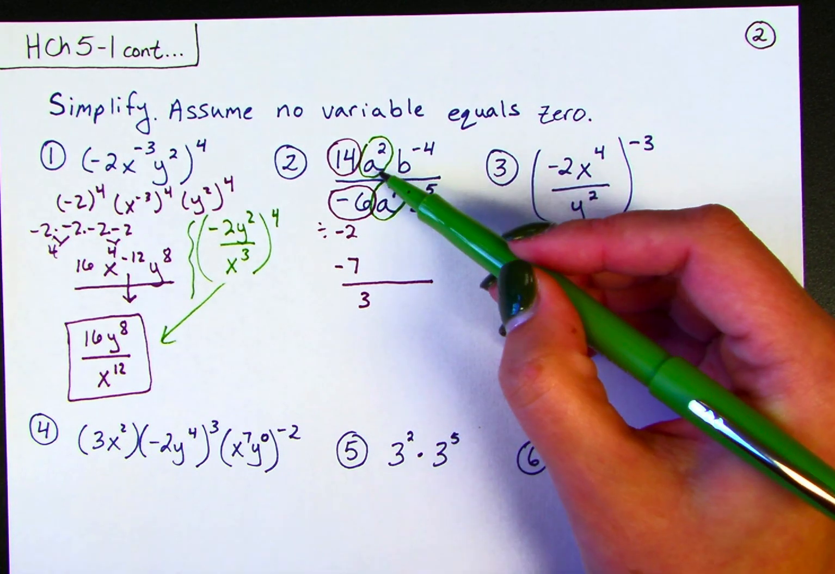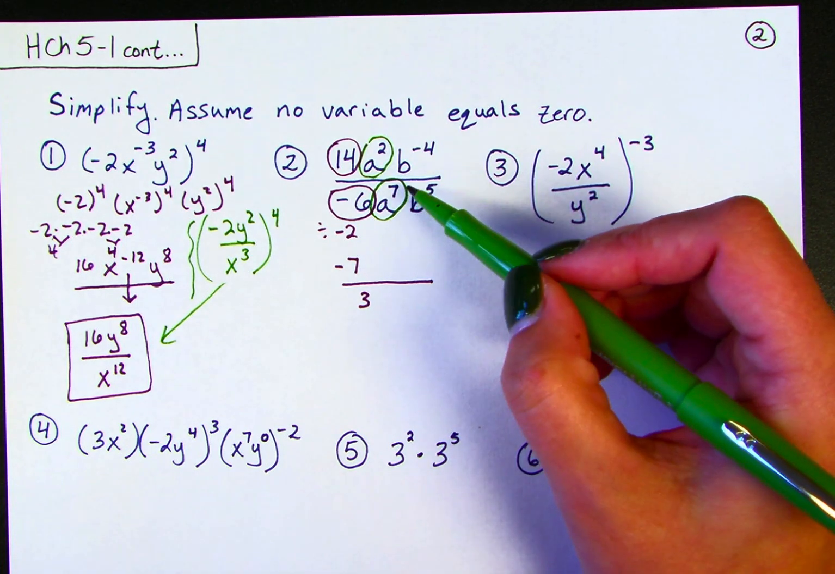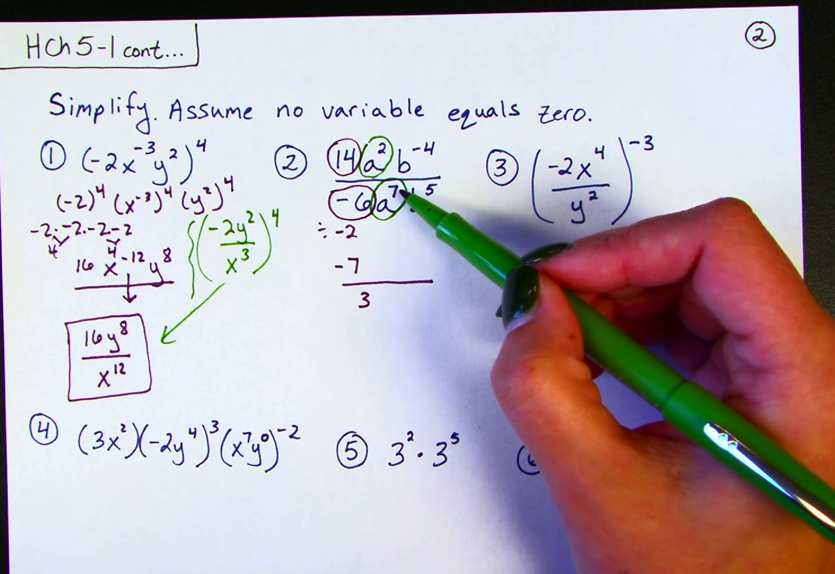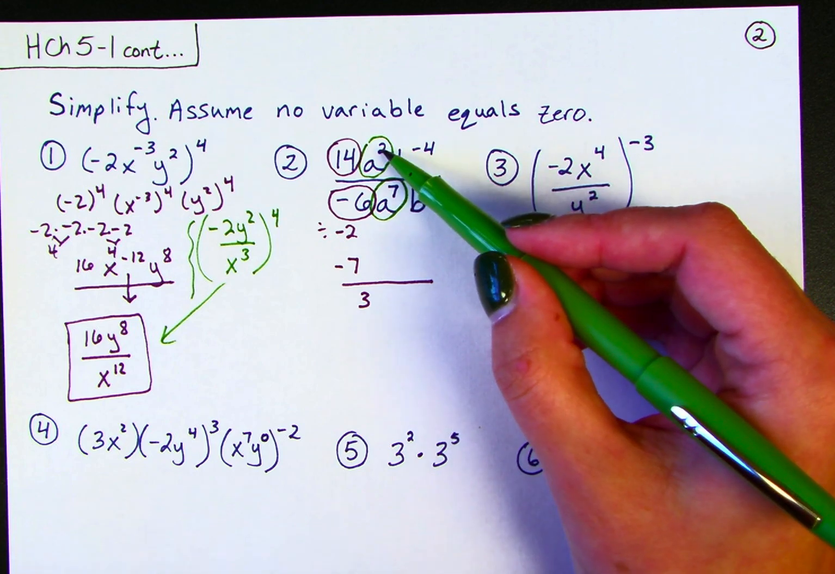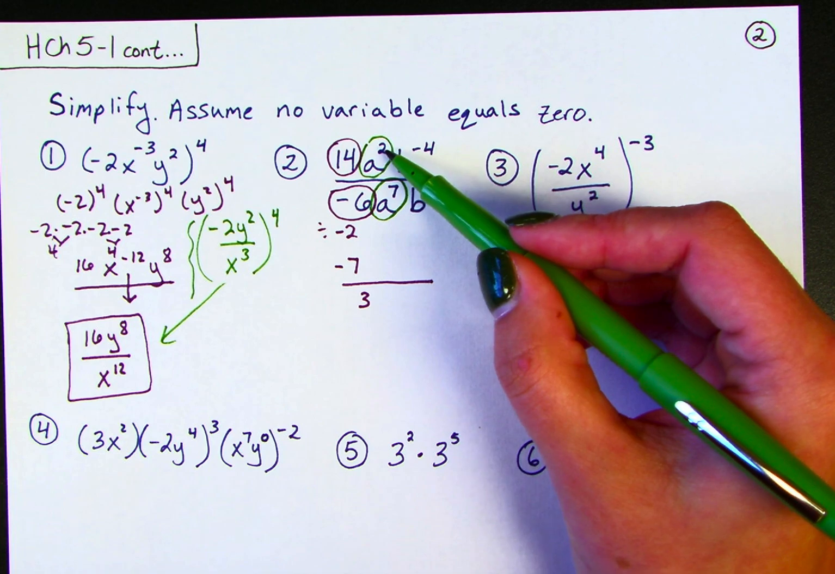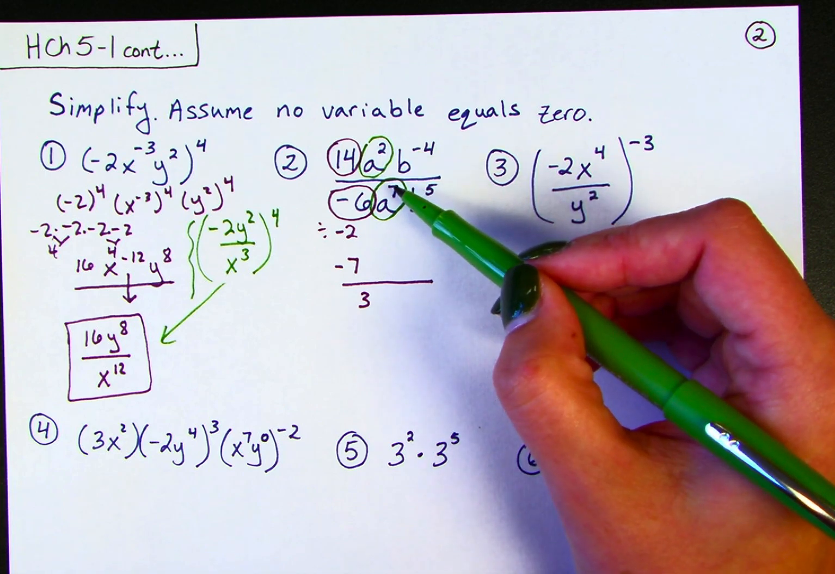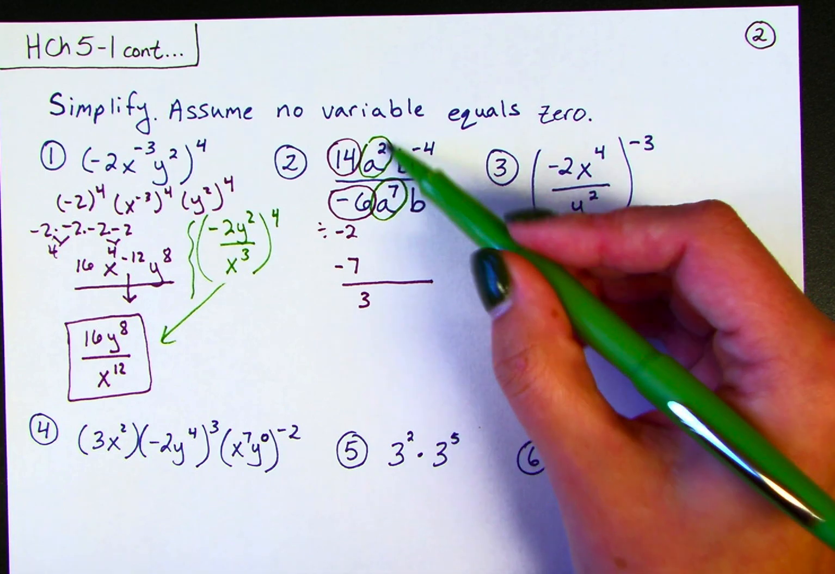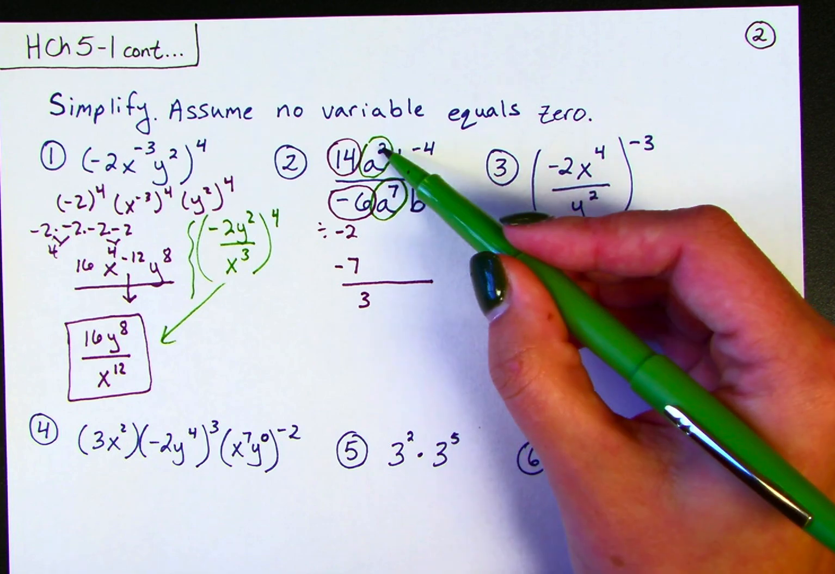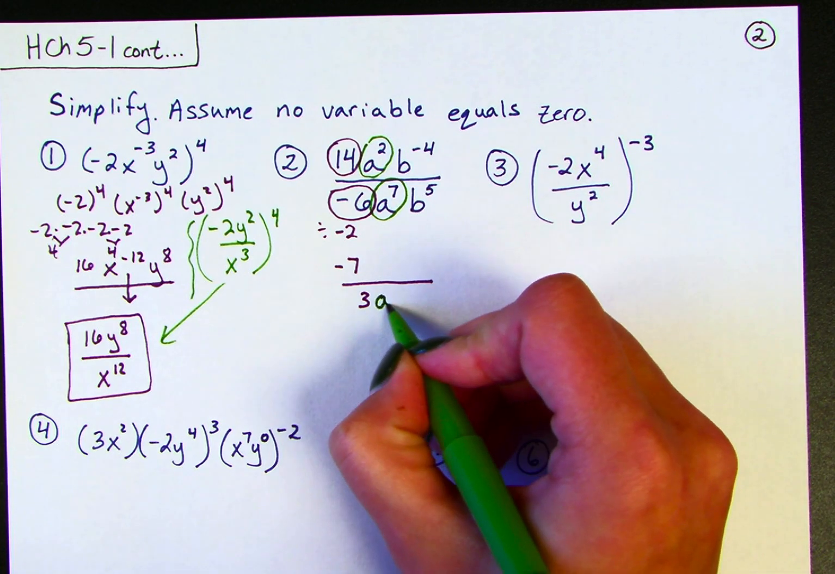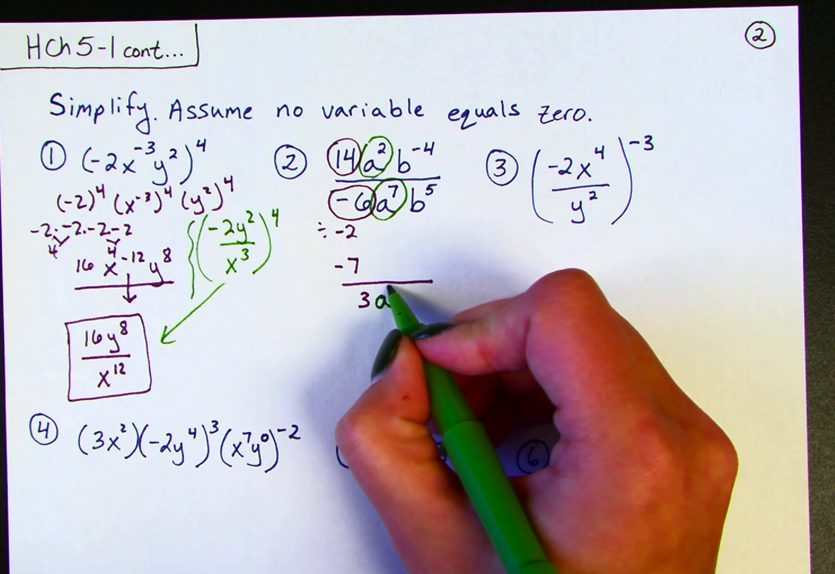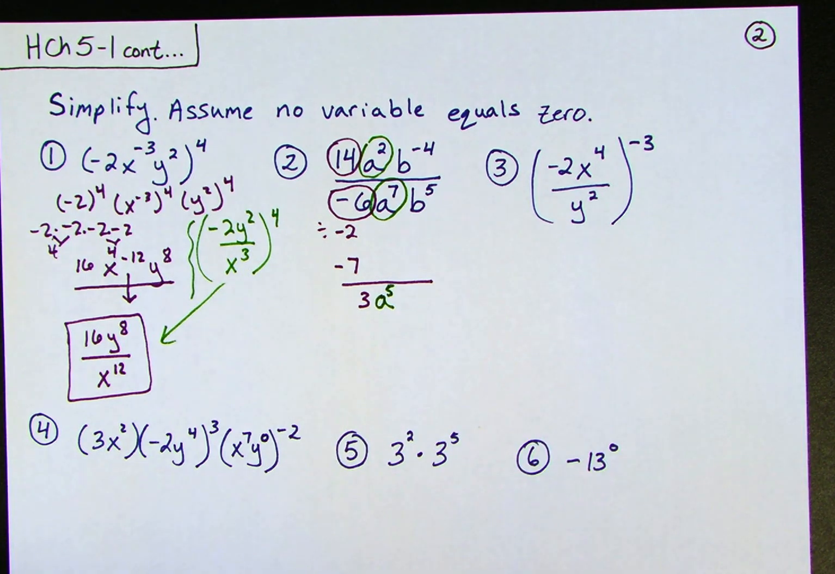So I have the same base, we're dividing, which means that we are subtracting. So I'm going to choose to subtract the bigger number minus the smaller number. So 7 minus 2 is 5. And then I'm putting my simplified answer where the larger number was. So since 7 is bigger than 2, that means that my simplified answer has to go down in the denominator. So this will be a to the 5th.